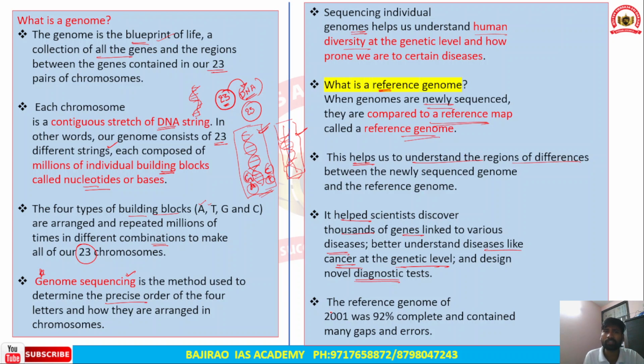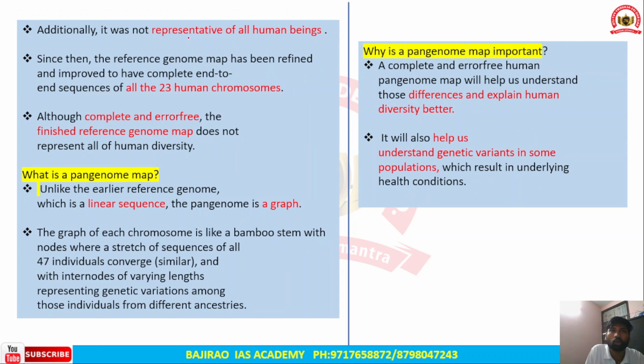The reference genome was actually researched in the year 2001. The reference genome of 2001 was only 90% complete and contained many gaps and errors. So scientists first came up with a reference genome in 2001, but it was not a complete genome structure. Additionally, it was not representative of all human beings. It does not represent the diversity across different ethnicities, so it also lags behind because it does not represent all human beings.